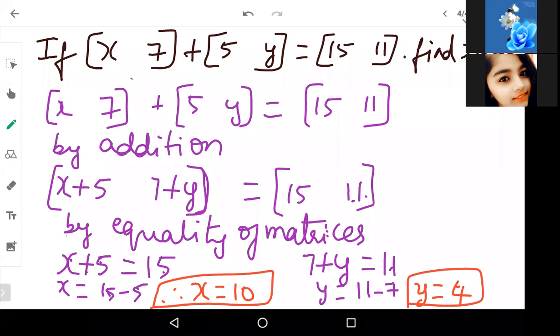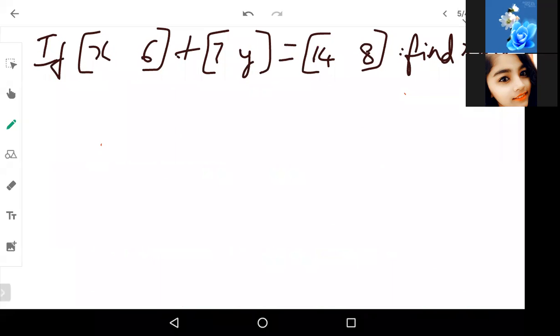Yes? Good. Now, let us do one more similar problem and you have to solve and say me the answer. Okay. Now, it's a very similar problem where you have [X 6] as one matrix plus [7 Y] as the other matrix, which is equated to [14 8]. Now, find X and Y. Find X and Y and say me the value.